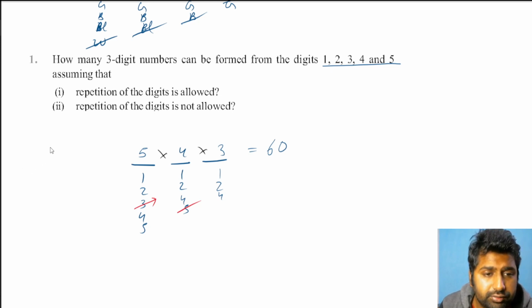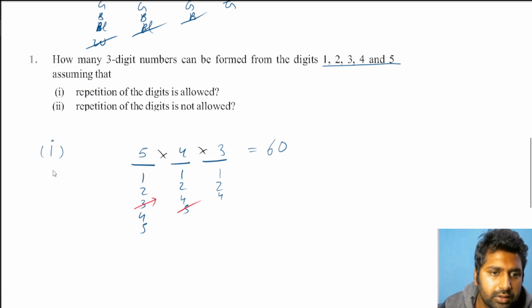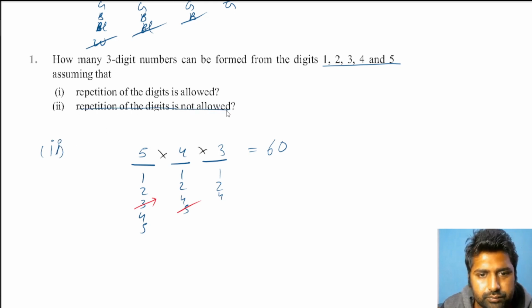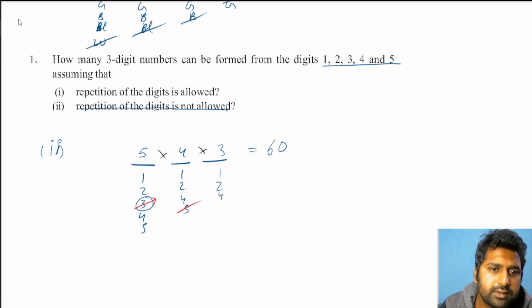Somehow I have solved the second part first. The part was saying repetition of digits is not allowed. What is the meaning of this? It means I'm using each digit only once. Since I've used 3 on this first position, I'm not using it again. So I have solved the second part.